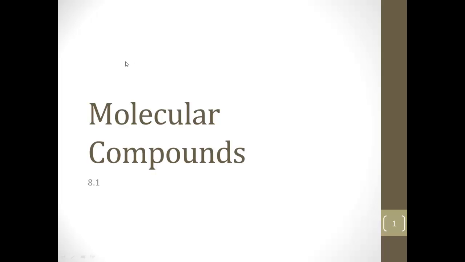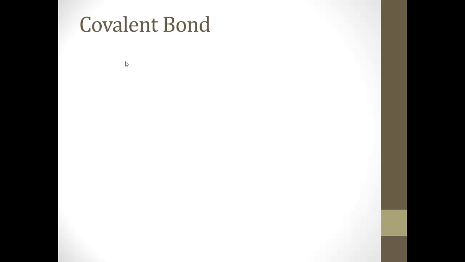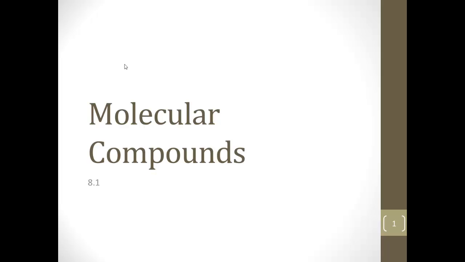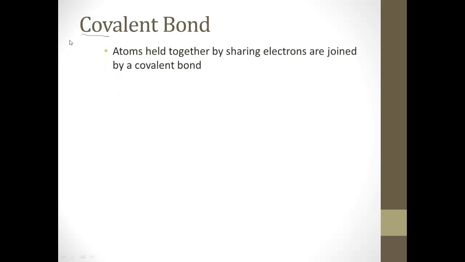So far, the types of chemical bonds and compounds we've been talking about are ionic compounds, where one atom completely gives an electron away to another atom. But now we're going to talk about what's called the covalent bond. Here, atoms are held together by sharing electrons, and they're joined by what's called a covalent bond. They share electrons and form a molecule.